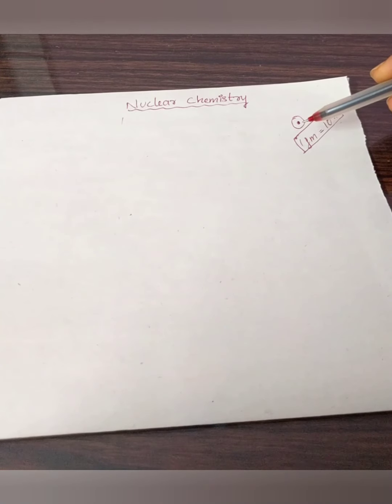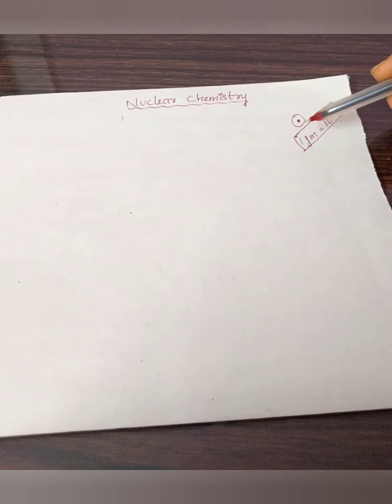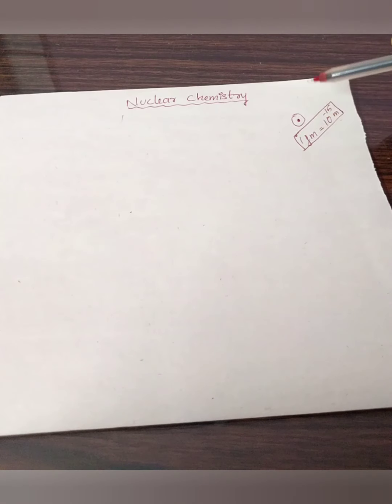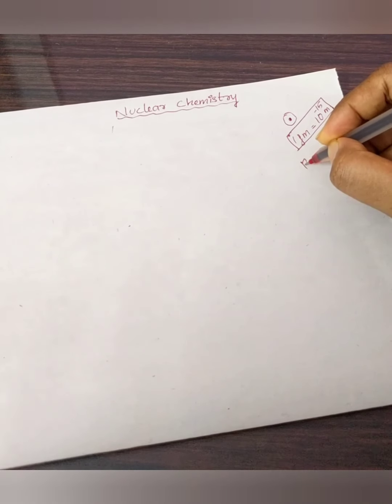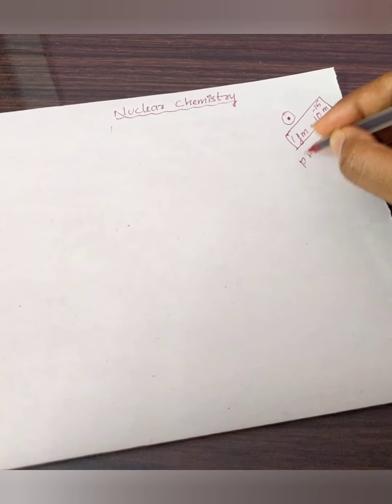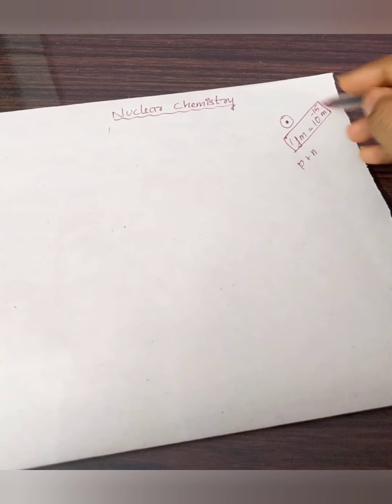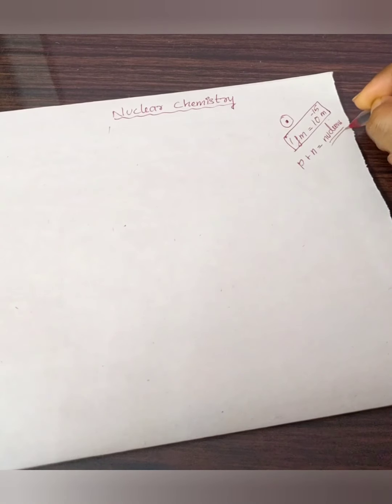So that means our nucleus is an incredibly small thing, but it has the whole positive charge of an atom. It is the most dense part, having a very high density, as most of the mass of an atom is concentrated inside the nucleus. A nucleus contains positively charged protons as well as electrically neutral neutrons. These protons and neutrons inside are collectively known as nucleons.